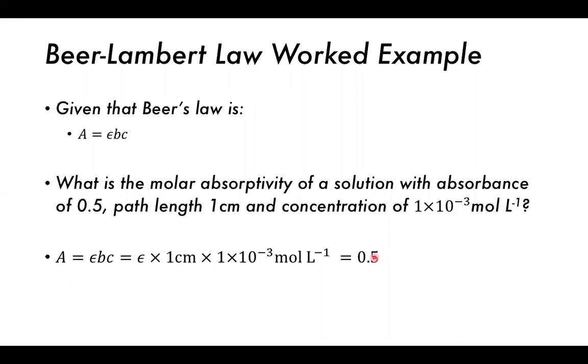So we fill in our values. Absorbance is equal to epsilon b c, where b is equal to 1 centimeter, times the concentration, which means that we would eventually have an absorbance equal to 0.5, which is our absorbance. Then we rearrange this to be in terms of epsilon. So we find that epsilon is equal to 0.5 divided by 1 times 10 to the minus 3. Remember, 1 centimeter just cancels out. And so then we have epsilon equal to 500 liters per mole per centimeter.